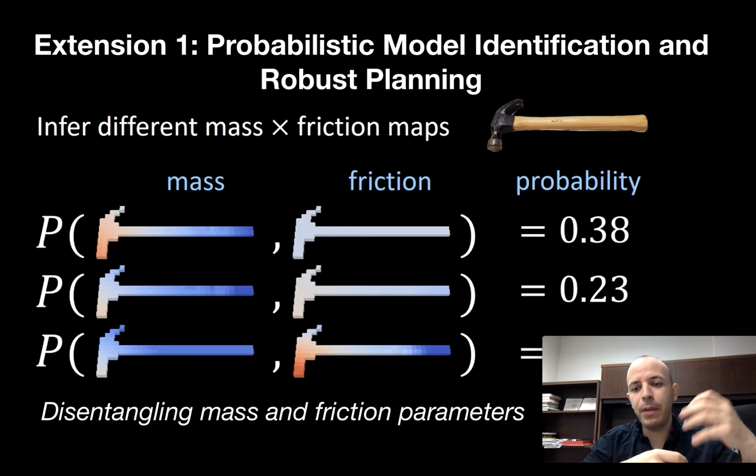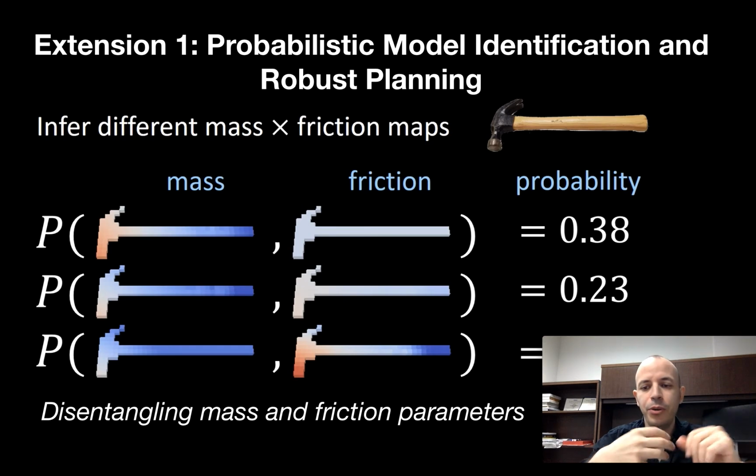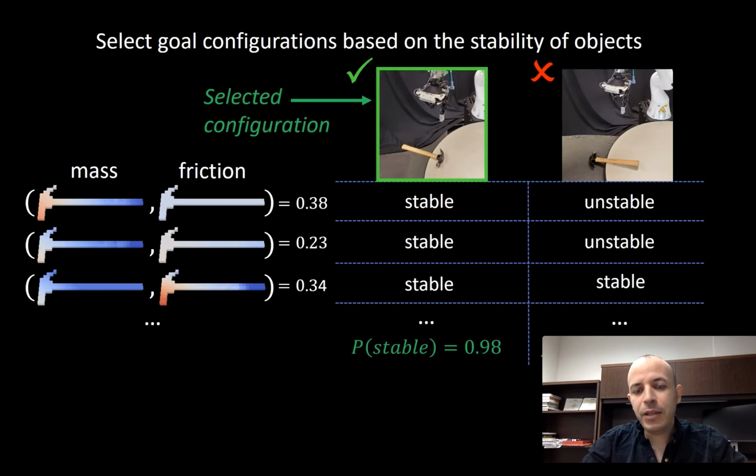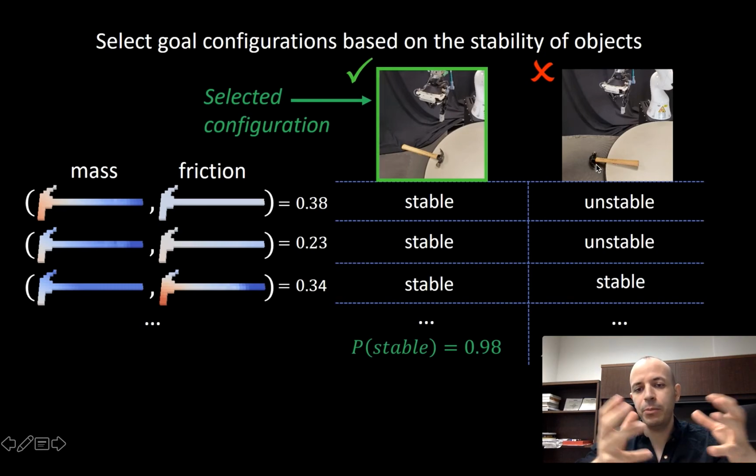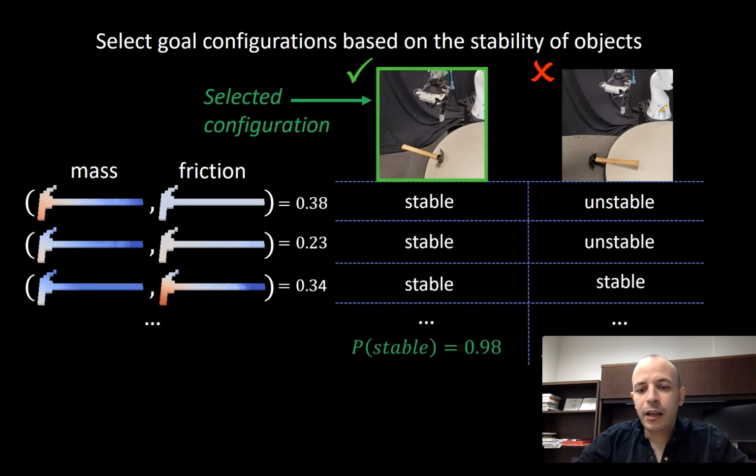So in some of them, the mass is going to be very high and friction is low, and the other ones the other way around. And you can have all probabilities of all these models. Based on that, you want to choose the safest goal configuration to place the hammer, or the object, in. This is if you are trying to preserve stability of an object.